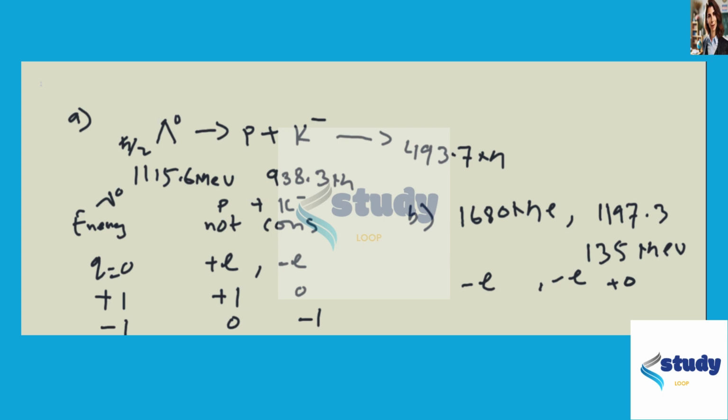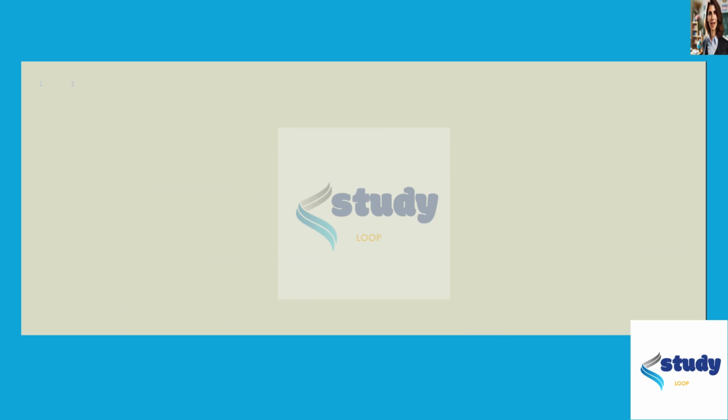Omega has a baryon number of +1, and the pion has a 0. So the baryon number is conserved. Omega has a strangeness of -3, sigma has -1, and the pion has strangeness 0, so strangeness is not conserved.